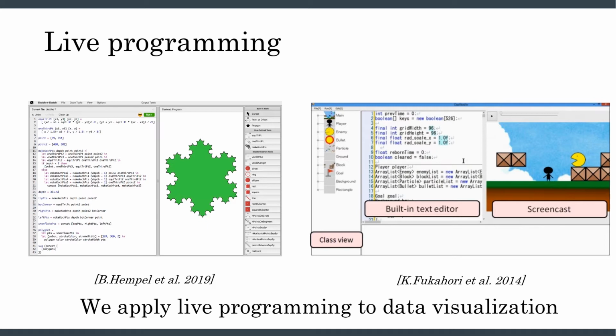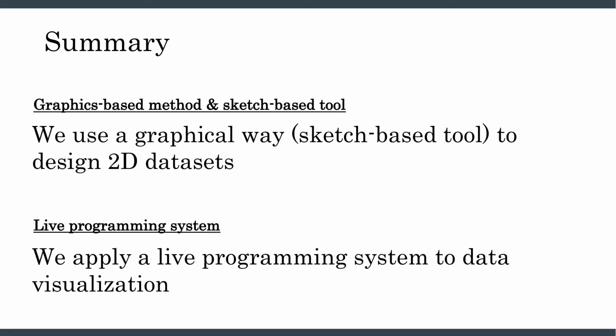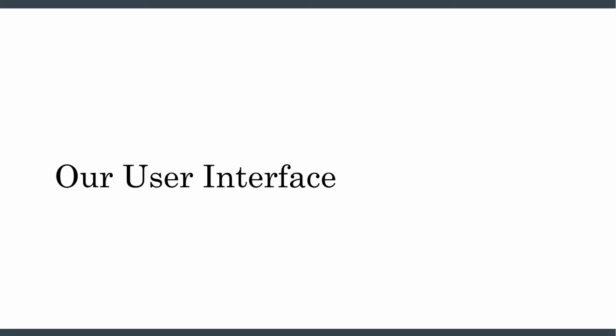Live programming is a technique that provides the user with feedback for understanding the behavior of the program currently running. We apply it for supporting data generation during the development of statistical modeling algorithms. In summary, our work combines graphical data generation, sketch-based data generation, and live programming to support comprehension and development of statistical modeling algorithms. Next, I will explain the behavior of the prototype system.